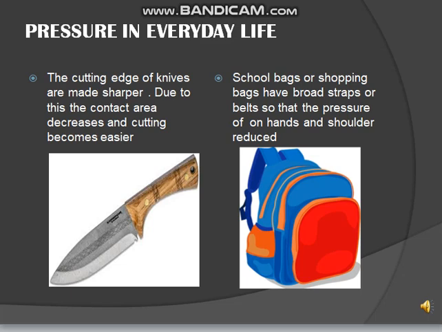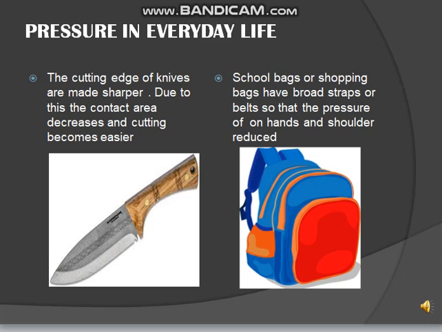Now see the second example. The school bags and shopping bags have broad straps. Broad straps or broad belts mean larger area. Large area of contact means the pressure exerted by them will be less, and that's why we will have less pressure on our hand or our shoulder. So these are the two examples where in one case we have increased the pressure by decreasing the area, and in the second case we have decreased the pressure by increasing the area.